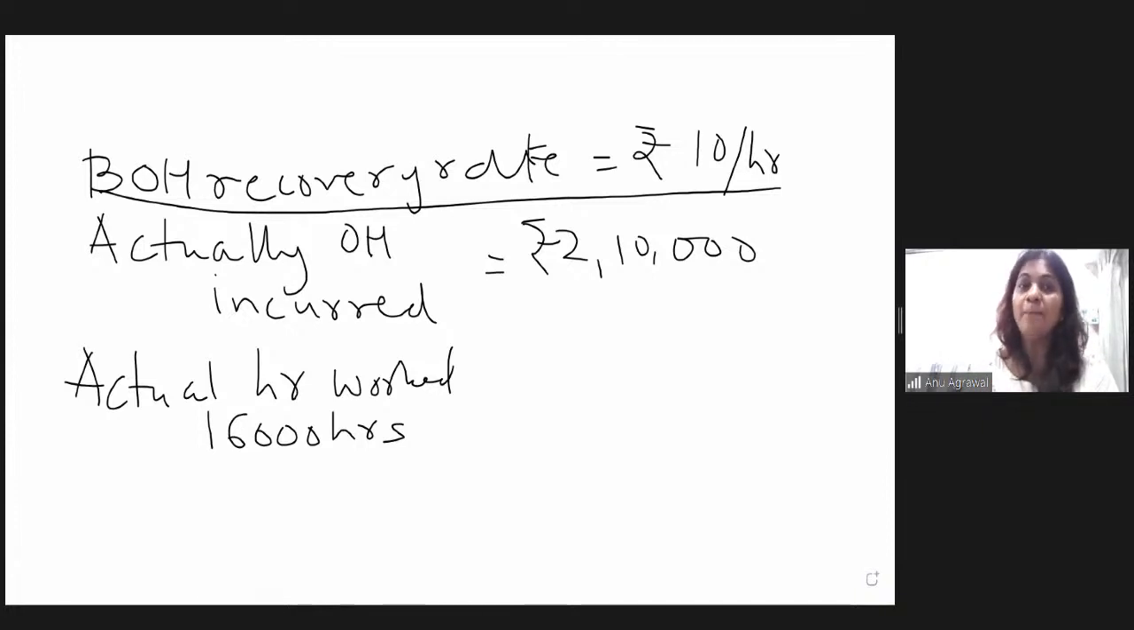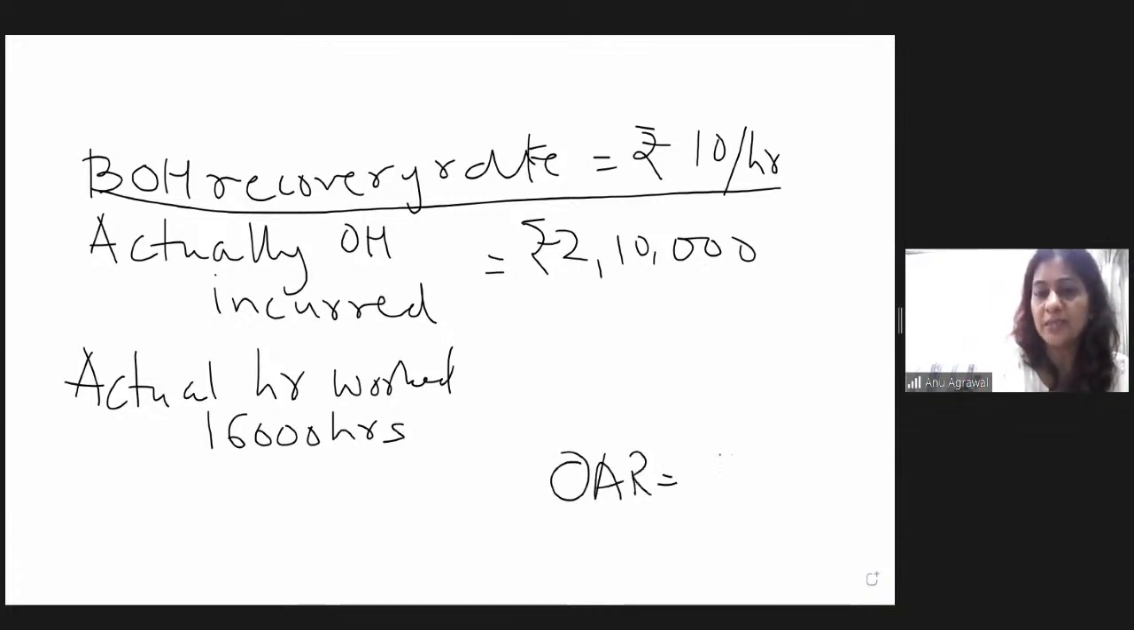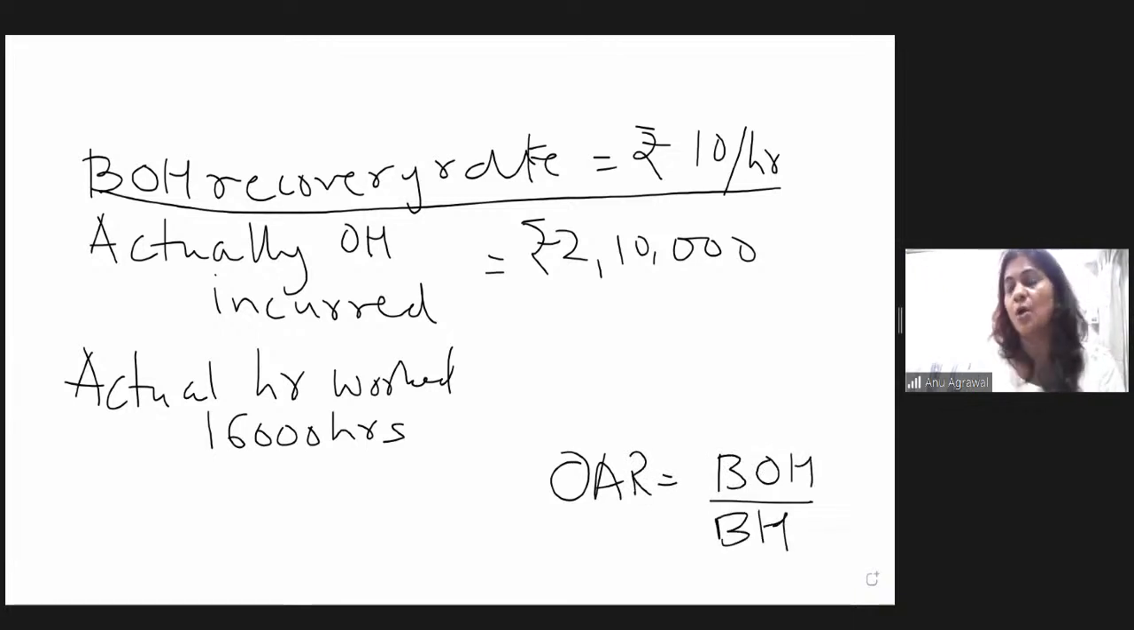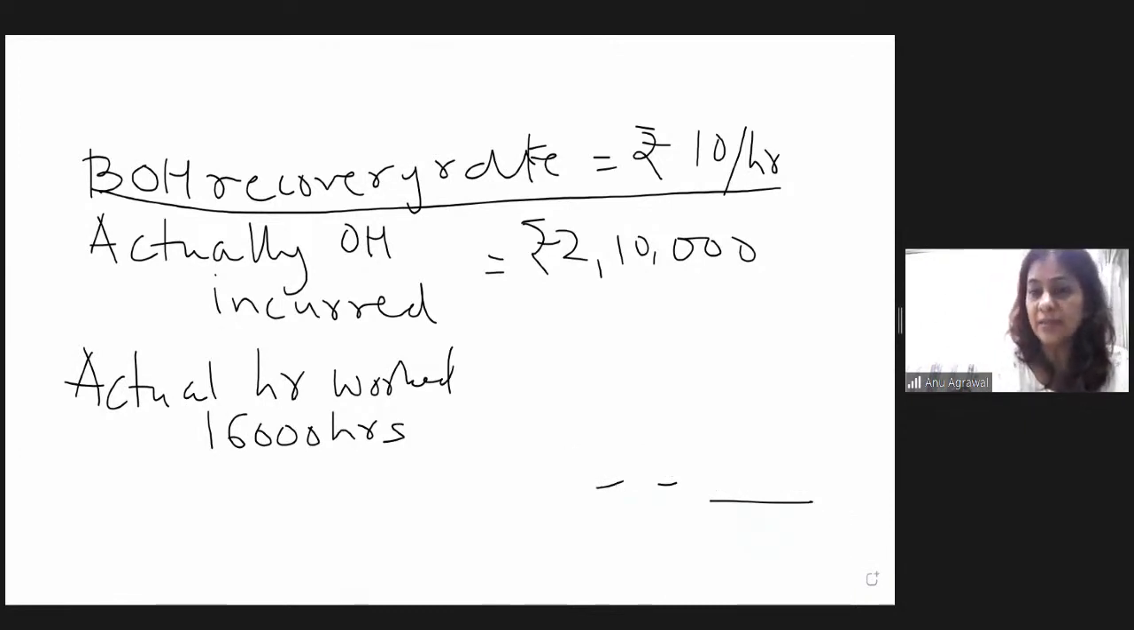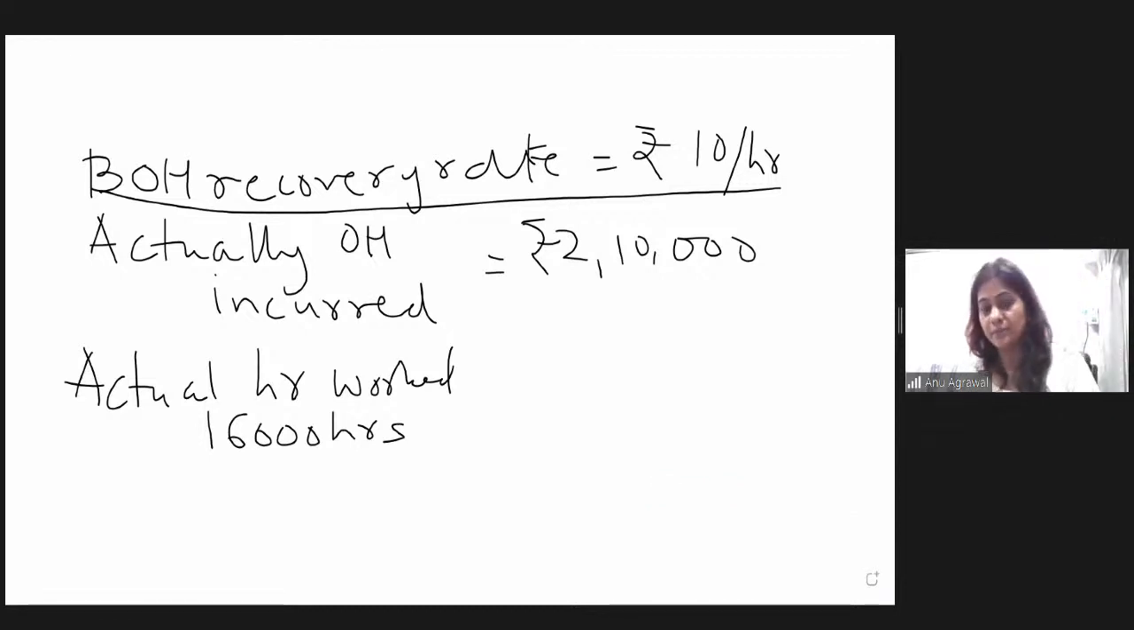So what do we do? We budget what the overheads will be, and on that basis we find out an overhead recovery rate. Overhead recovery absorption rate is nothing but budgeted overheads divided by budgeted hours or budgeted units or budgeted machine hours, or any absorption methodology which you think is appropriate. Once you have done that, you calculated, okay, my overhead rate should have been 10 rupees per hour.